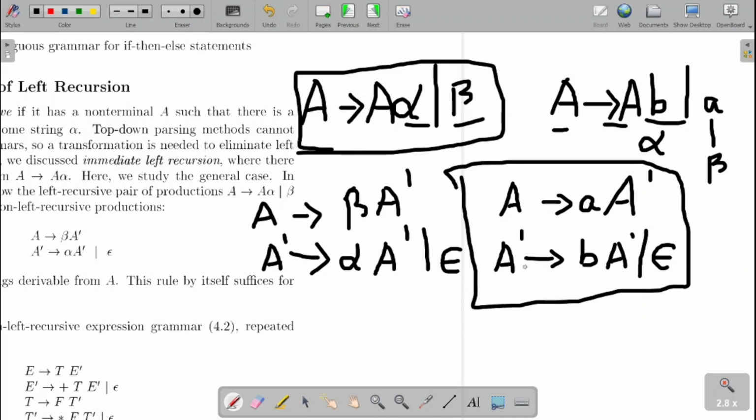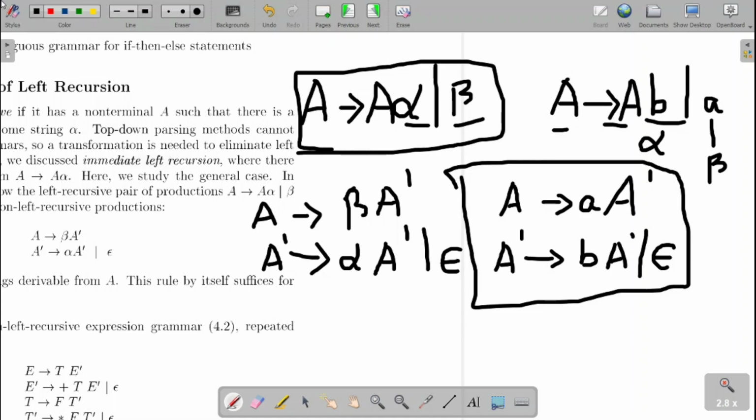This is the method we follow for eliminating the left recursion. Fine, it is a basic case. That is, if we have productions of the form A derives A alpha or beta, that production is replaced with A derives beta A dash. Beta are those productions which don't have the left recursion. Beta A dash, and A dash derives alpha A dash or the epsilon.